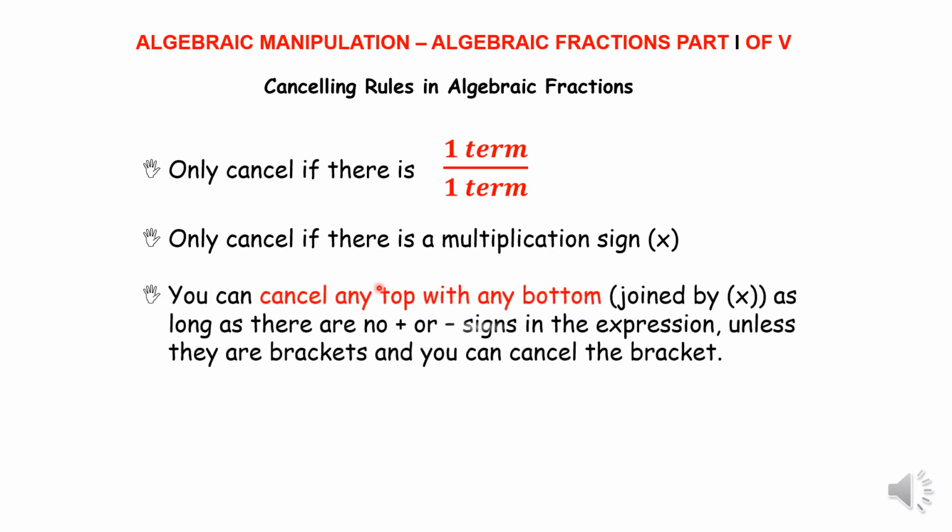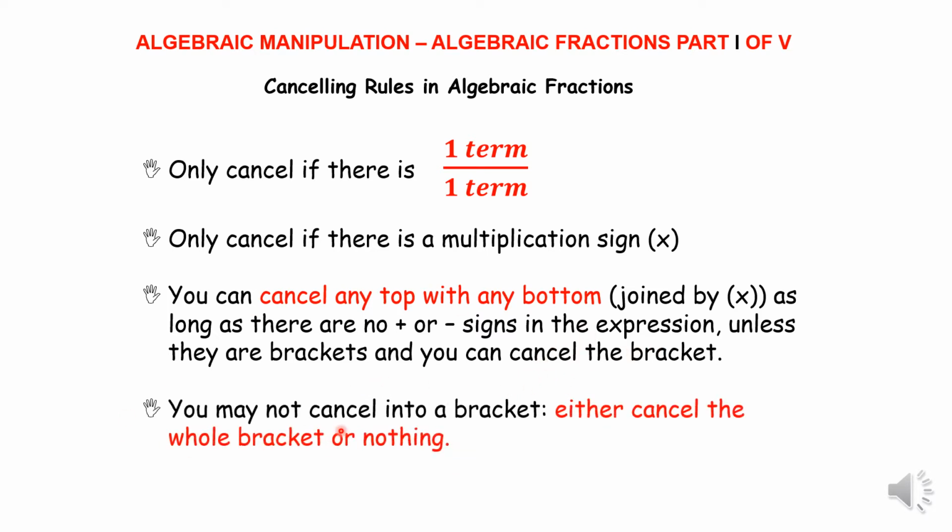You also cancel top with bottom, but it must be joined with a times or multiplication sign, as long as there are no pluses or minuses in the expressions. And if it's a bracket, you might cancel the whole bracket. You will see exactly what I mean by that. You might not cancel into a bracket. So I'm going to explain this by doing a few questions. Right, so I'm going to get right to it.